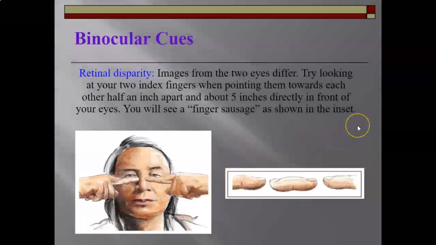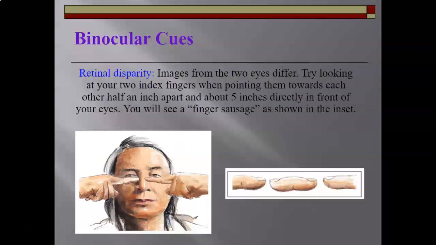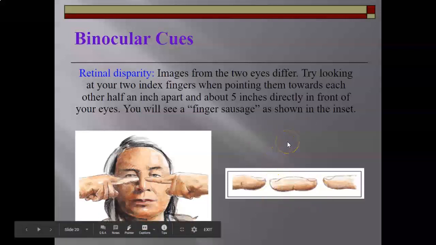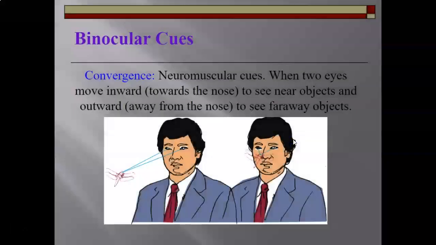Binocular cues, we use retinal disparity. So really quickly, I want you to put your two fingers together like this gentleman right here, away from your eyes, and about 5 inches directly in front of your eyes. And as you bring it towards yourself, you will see a finger sausage, kind of like this, okay? What is happening is your eyes are working together as you bring those fingers closer to you. They come together to focus. This is called convergence. Neuromuscular cues. So when two eyes move forward or inward toward the nose to see near objects, they also then will move away from the nose to see far away objects.